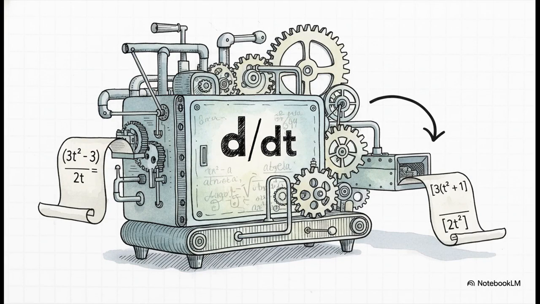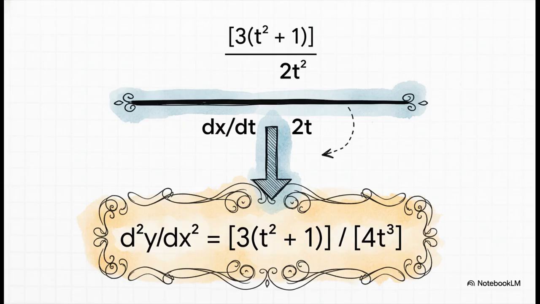Okay, let's break it down. First things first, we need to find the derivative of our slope function, that dy over dx we found earlier, with respect to t. This means we have to use the quotient rule. And after you work through all the algebra, the numerator of our second derivative formula simplifies down to this nice expression right here. And now for the final step. We take that result from the previous slide and we divide it by dx/dt, which, if you remember, was just 2t. And boom, that gives us our complete final formula for the concavity of our curve. Everything we need to know about how this curve bends is captured right in that one expression.